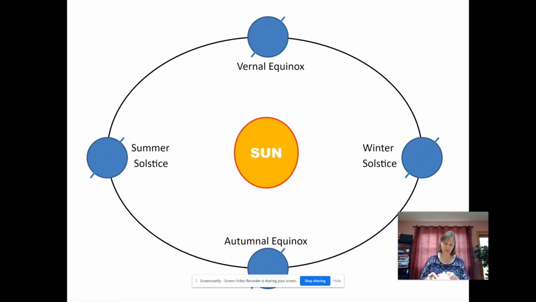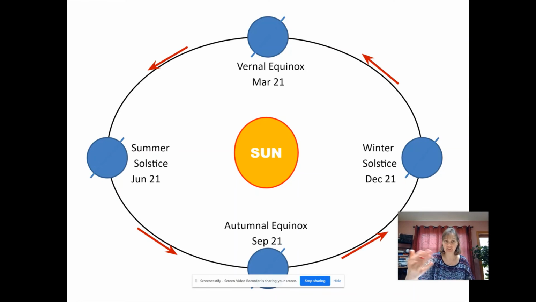The last thing I want you to include in your notes is the path that Earth is traveling, the path it's taking around the sun. So that elliptical shape, it's called its orbit. And I'm going to use another crayon to draw the arrows. So on my screen, there are the arrows. Now, if you want to include those dates, you may. Those are the approximate dates when we start to talk about the seasons changing. You know, give or take a day or two.